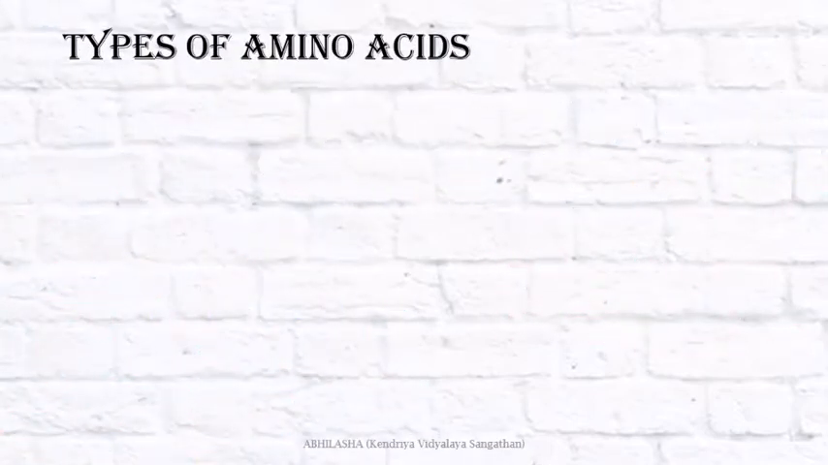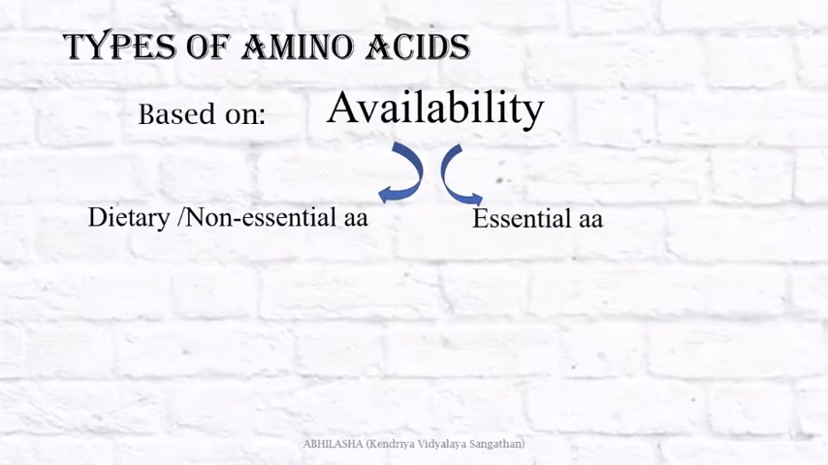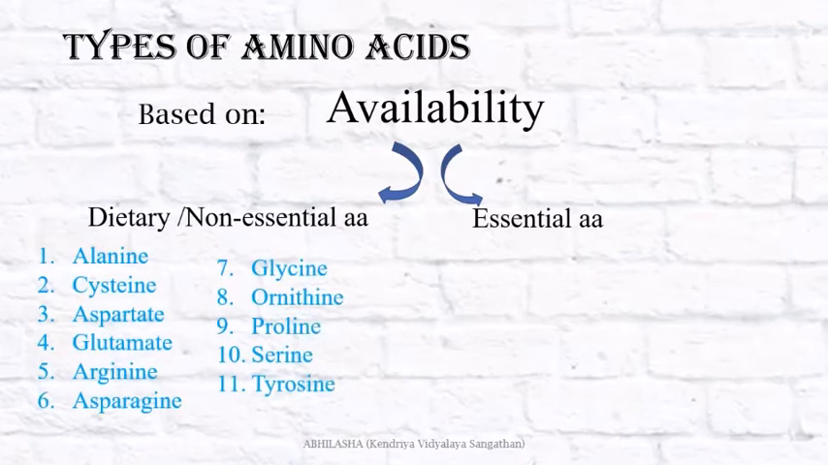Some amino acids cannot be made by our body and have to be supplied in our diet. These are essential amino acids. But some others can be made by our body and need not be supplied in our diet. So these are dietary or non-essential amino acids. Remember, non-essential does not mean that we don't need it. It just means we do not need to take it from outside. It can be made by our body.